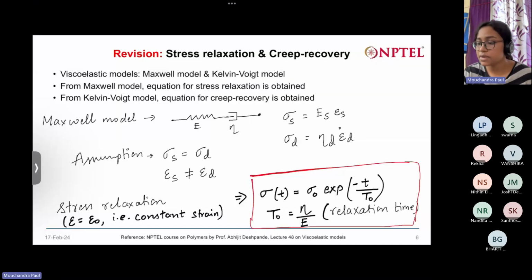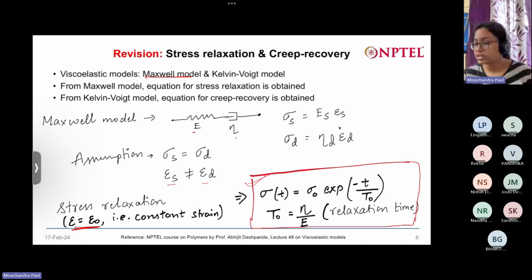Right. So the Maxwell model is a model where the spring, which is elastic in nature, and the dashpot, which shows the viscous property, these two are in series. This model also assumes that the stress in the spring and the stress in the dashpot are equal, whereas the strains are not equal. Because of this, we obtain an expression, and on solving that expression, we get the expression for stress relaxation, where the strain is constant.